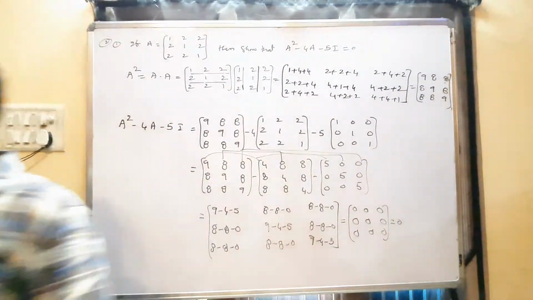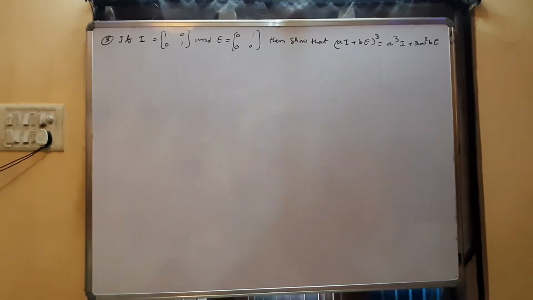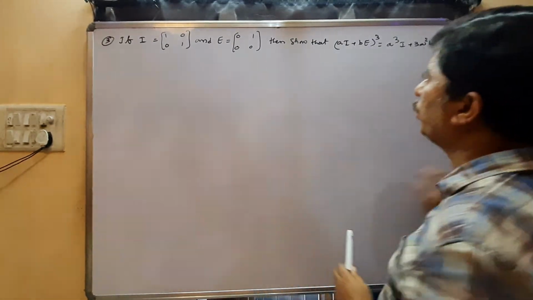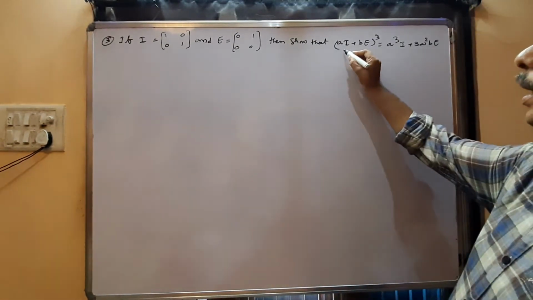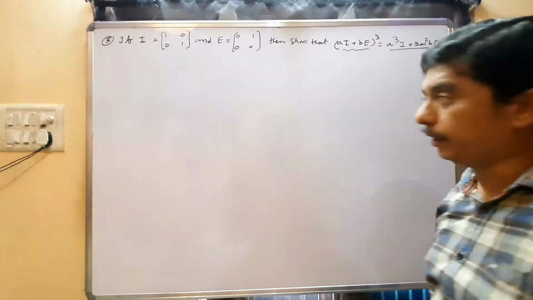Copy the problem. Comment next question. The I matrix, identity matrix, and E matrix are given. Then you have to show that (aI plus bE) whole cube is a cube I plus 3a square bE.